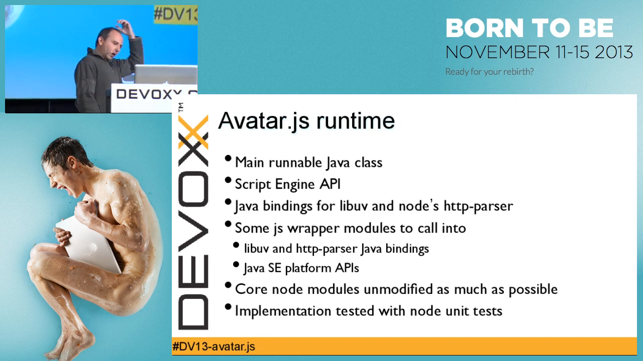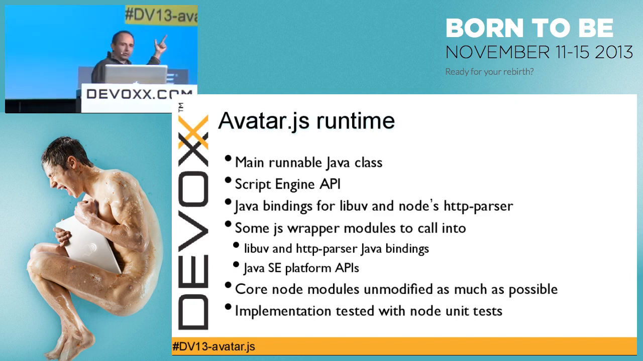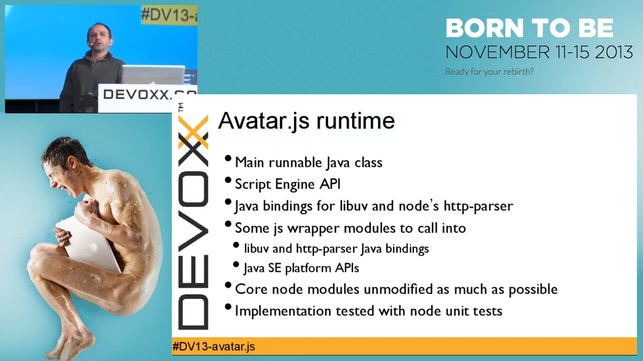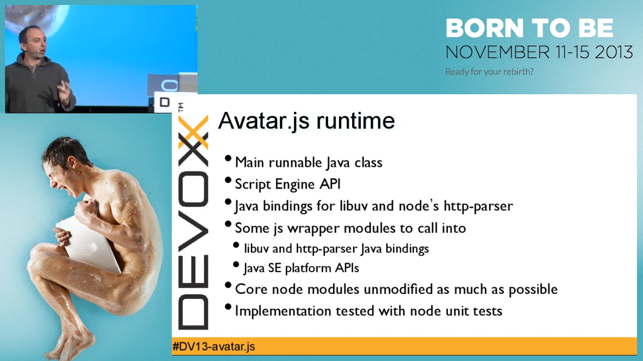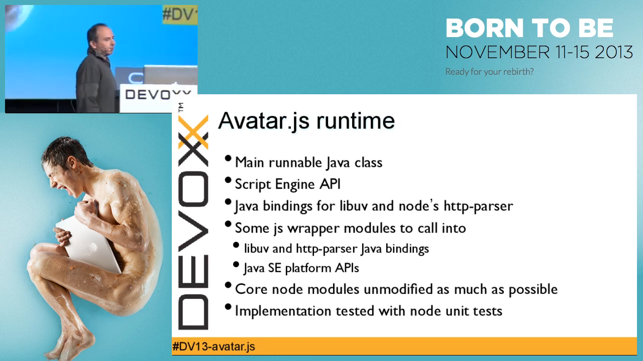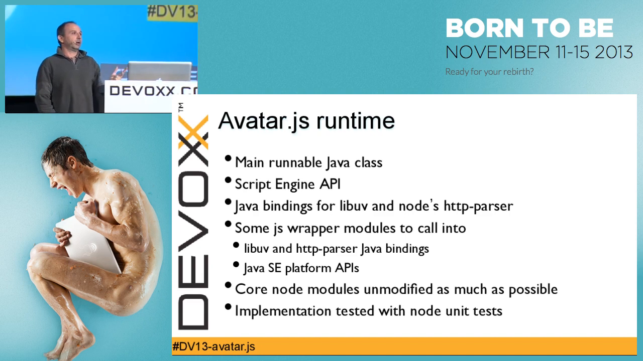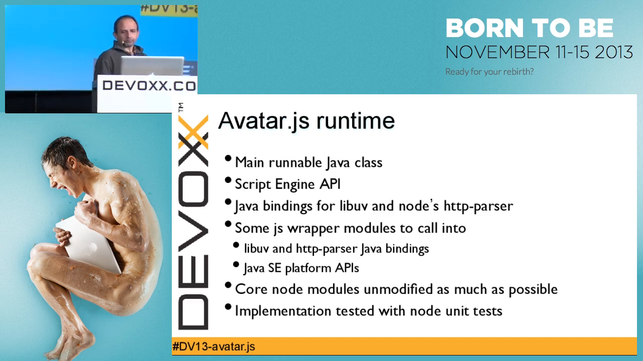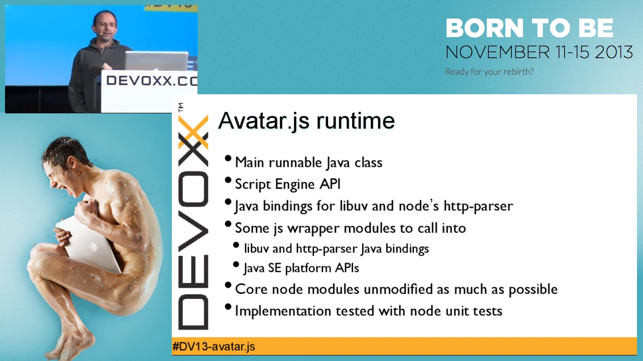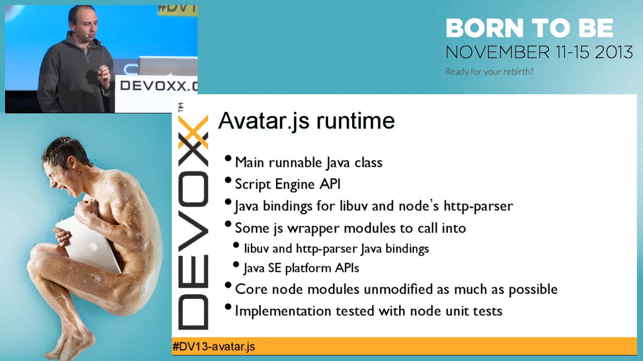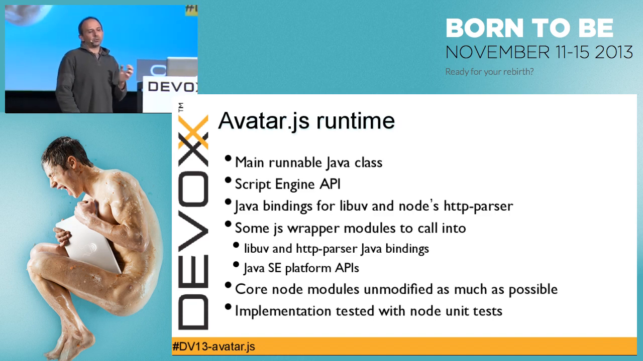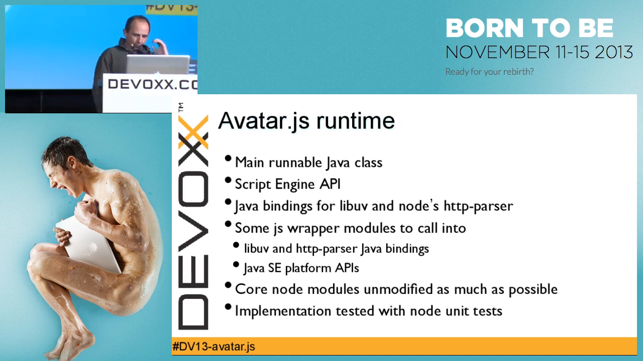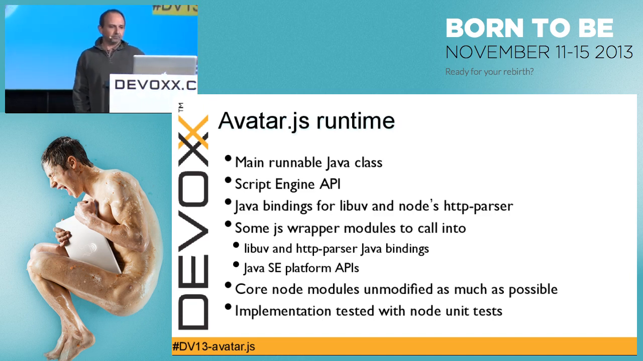We also have Java, native code and JNI. Node comes with a set of core modules, these core APIs, and they are running on top of Avatar.js as is, nearly unmodified. And the way we test our implementation to enforce this compatibility is by using Node unit tests. Running these tests, we try to have low-level compatibility.